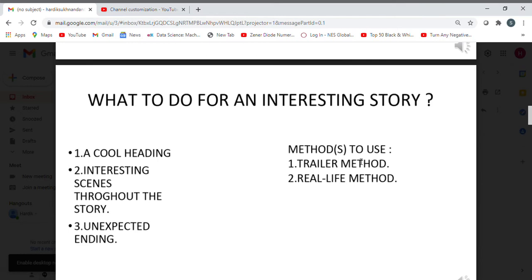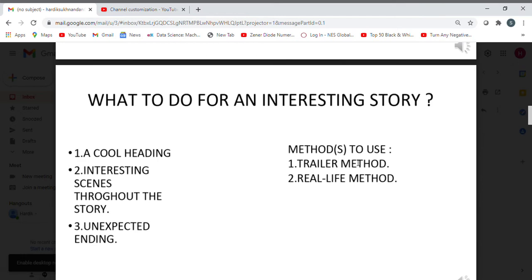You can use the trailer method to create an interesting plot, or to make it even better, because sometimes plots just don't go well. The real life method can basically be used for making better introductions and endings. It can also be used in your plot if you're willing to.